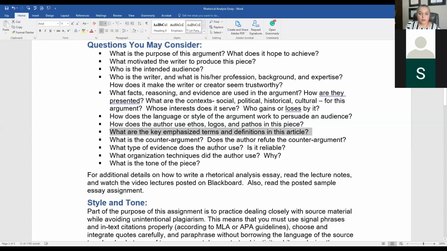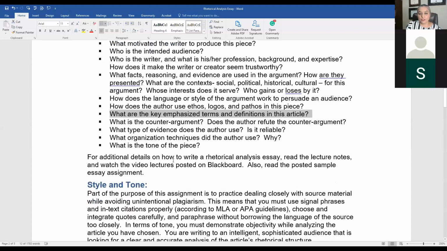What is the counter argument? Does the author refute the counter argument? What type of evidence does the author use? Is it reliable? What organization techniques did the author use and why? What is the tone of the piece? Now, again, I said that you don't have to answer each and every one of these questions. These questions are just to get you started as to what to do in a rhetorical analysis, okay?